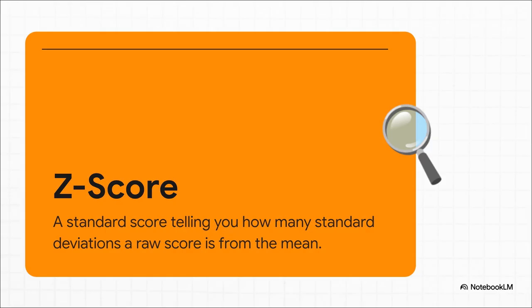It tells you the precise number of standard deviations your raw score is away from the group's average. Is your score about average, above, or below, and by exactly how much? The z-score gives you the answer loud and clear.